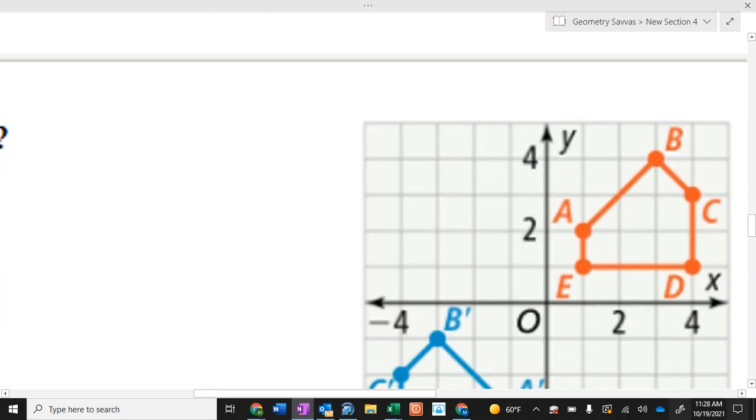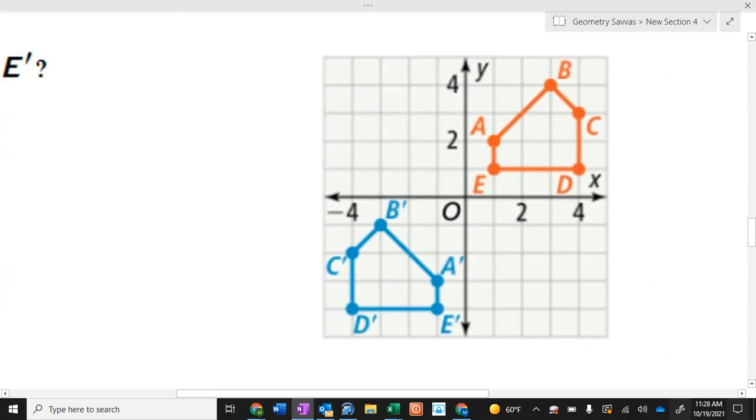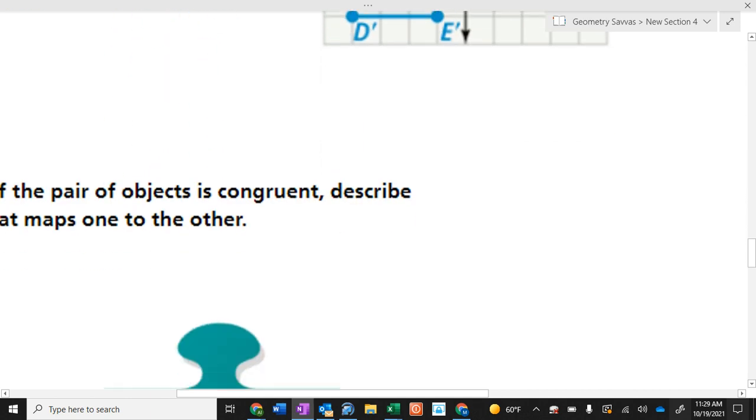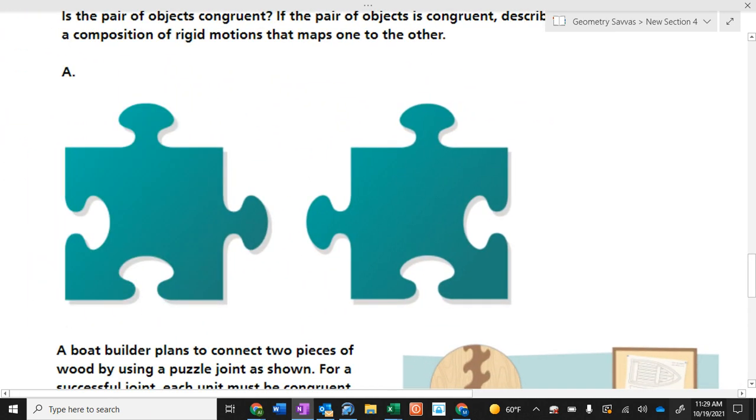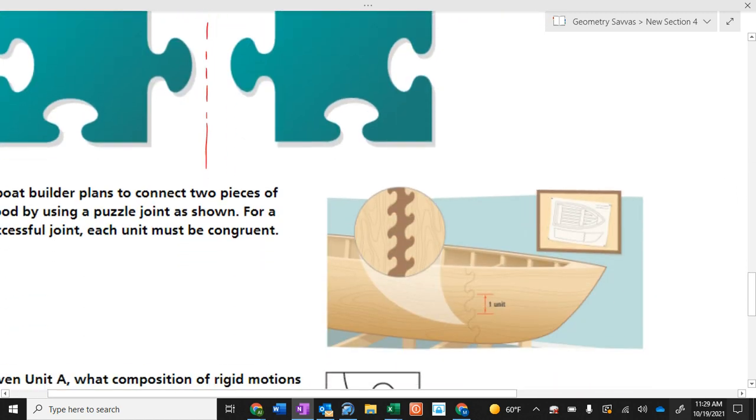All right. Are those two congruent? Yes or no? Yes. Because see how this one's over 1, down 1, over 1, down 1, down 2, over 3, up 1, 2, up 2 over, 2 up 2 over. Everything's the same, so yes, they are congruent. Are these two puzzle pieces congruent? Yes, because it's just a reflection across the line of reflection.